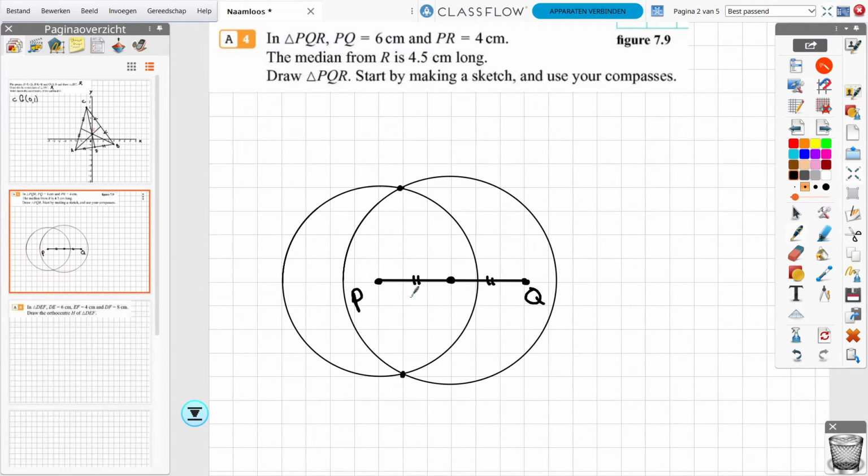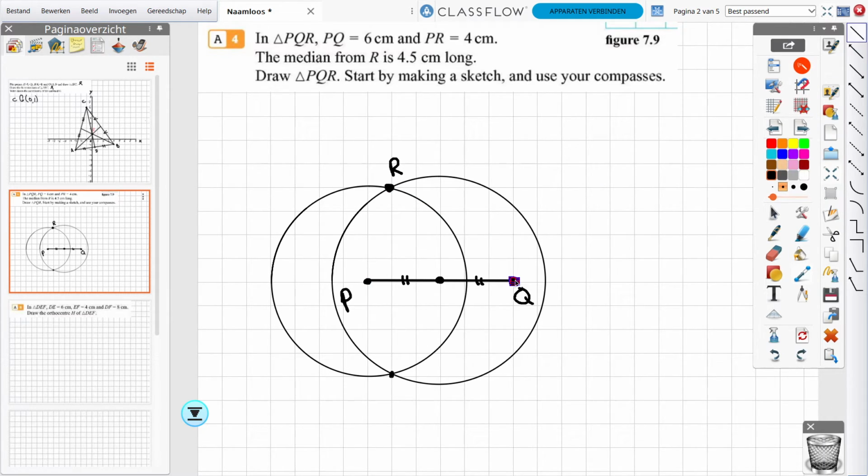Now, on those 2 points, both criteria are correct. I am 4 centimeters away from P, and I'm 4.5 centimeters away from my endpoint of my median. But still, I want you to now use this point here in your drawing. And it all has to do with naming conventions. Remember that if we name a triangle, we start with a letter, and 99% of the time we start with the letter lowest in the alphabet, P, and then go against the clock to see what the triangle is called.